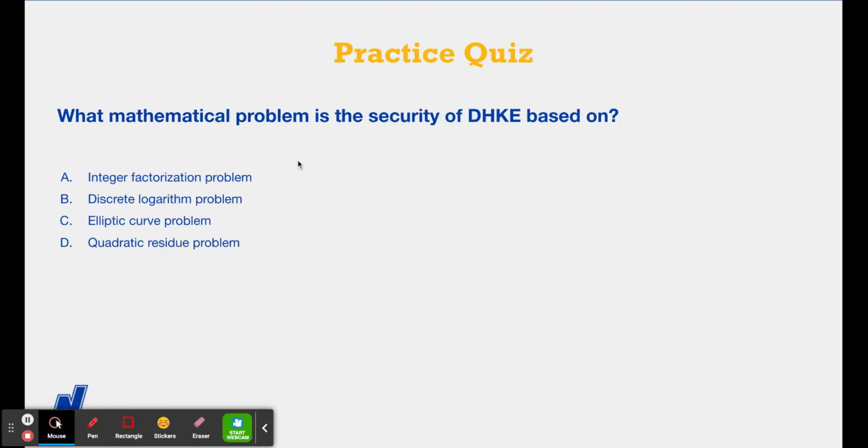All right, another quiz question. What mathematical problem is the security of the DHKE based on? Is it the integer factorization problem, the discrete logarithm problem, the elliptic curve problem, or the quadratic residue problem? So the answer for this one is B. As we discussed before, this is going to be the discrete logarithm problem that we use for the DHKE.